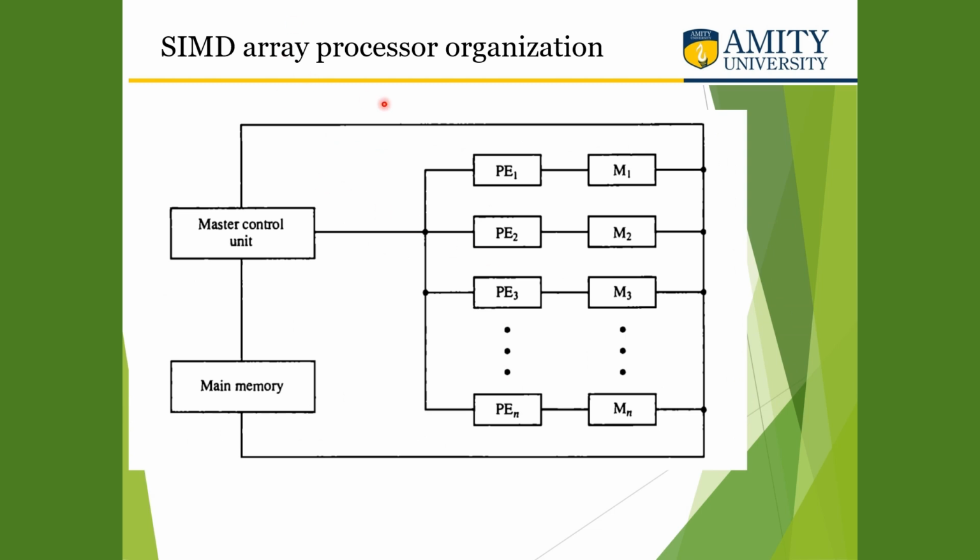You can see through this diagram how an SIMD array processor is organized. There is a master control unit, and all PEs are connected to this single master control unit. The main memory is connected to the local memory of the PE. Each PE has its own ALU and registers, and takes data from the local memory, which gets its data from the main memory. They are controlled using a single master control unit. This is how an SIMD array processor is organized and works.